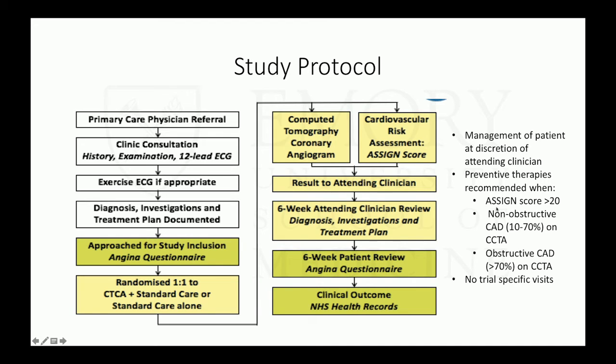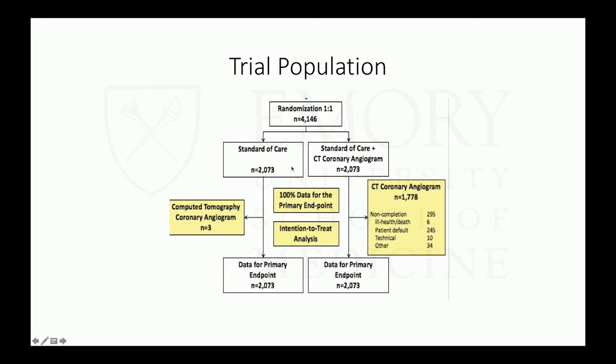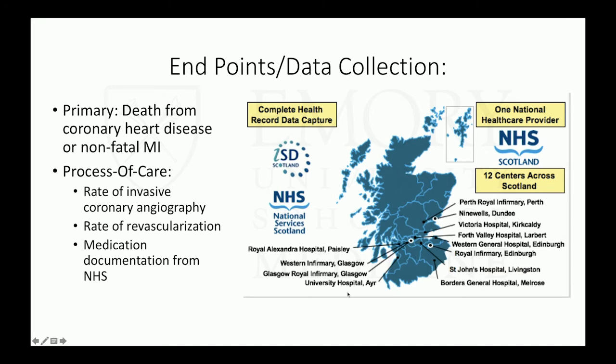And in the standard of care arm, they used an assigned score, similar to a Framingham risk score, to help guide whether preventive therapy should be initiated. There were about 2,000 patients randomized to each arm, and very good follow-up. The endpoints were death from coronary heart disease or non-fatal MI. There were also process of care endpoints, similar to PROMISE, looking at rates of invasive angiography and revascularization, and also at how prescribing patterns changed based on CTA results.